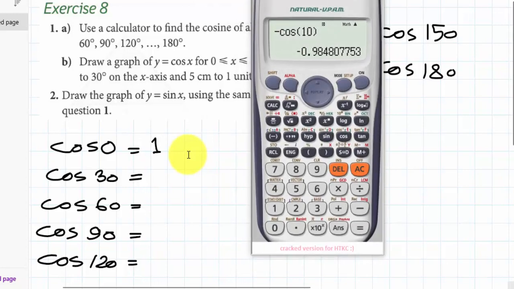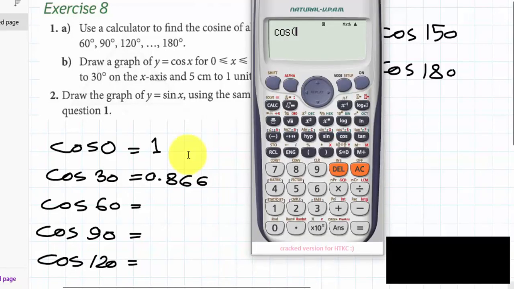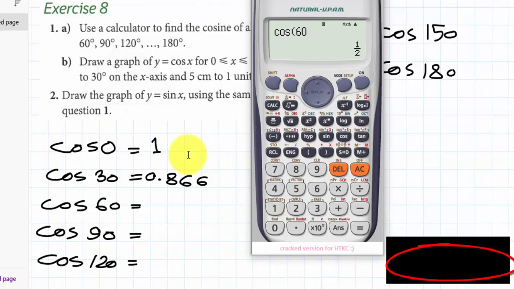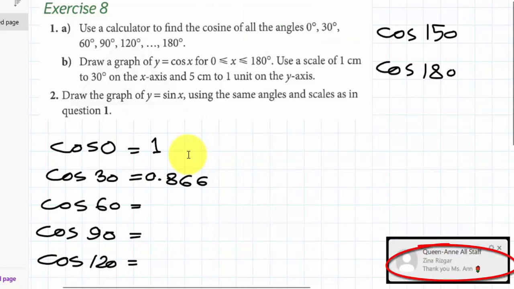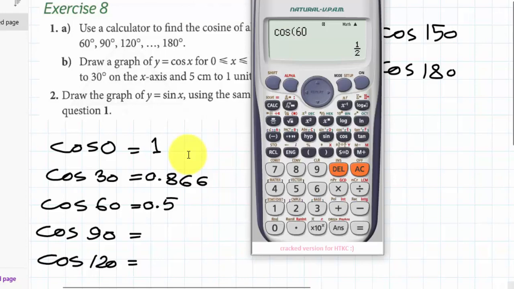Now with the calculator, cosine of 0 is 1. It's already done. Cosine of 30 is equal to the square root of 3 over 2, or 0.866. Then cosine of 60 is 1 over 2, 0.5. Cosine of 90 is 0.